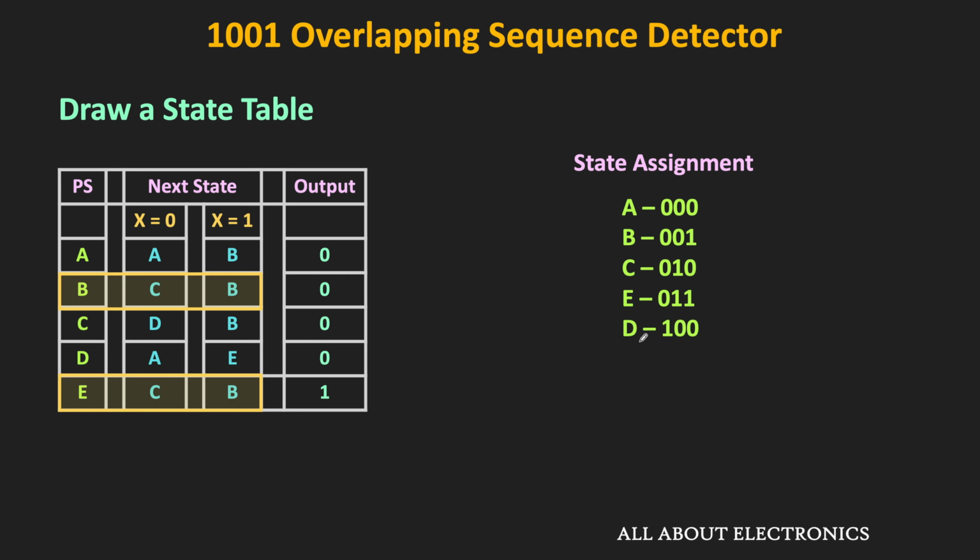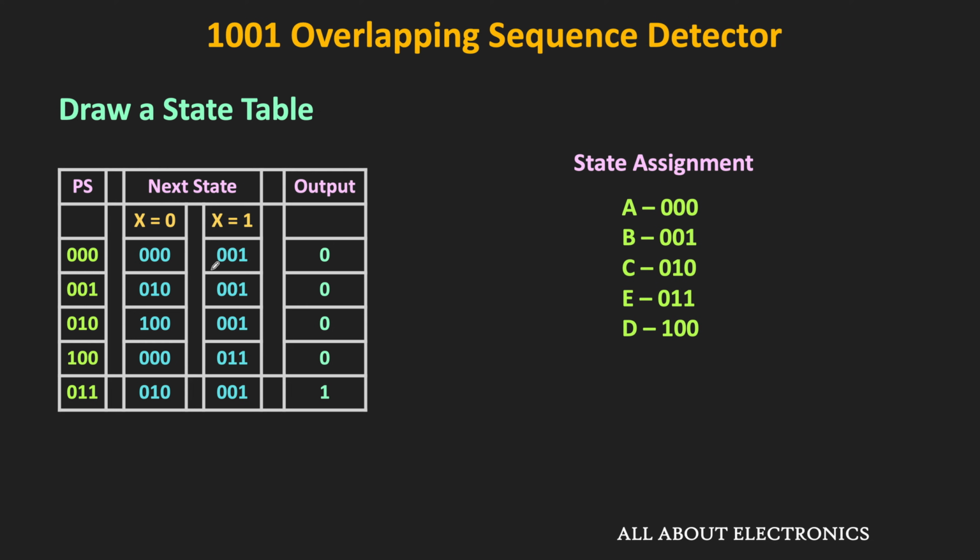So out of which, here we are using only 5 combinations for the state assignment. That means the remaining 3 combinations are the don't care terms. Alright, so now with this state assignment, this is how the state table will look like. So now, the next step is to select the type of the flip-flop.